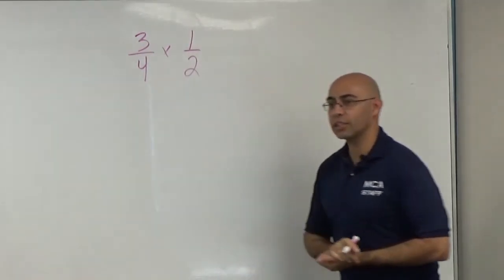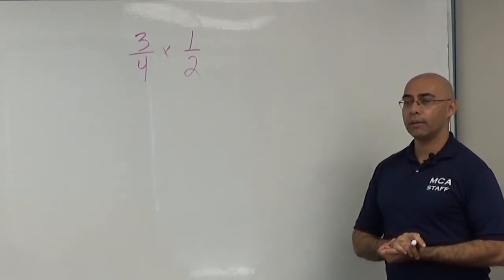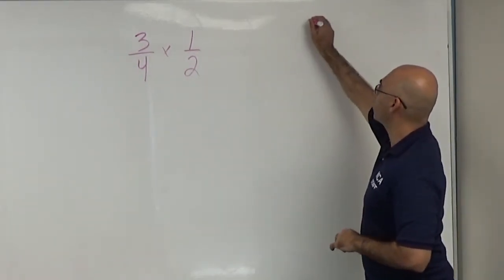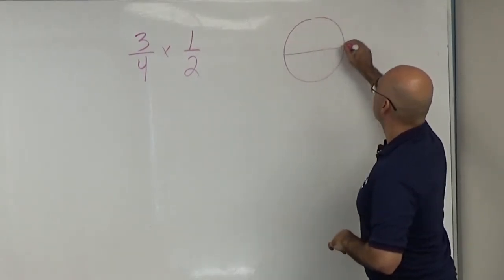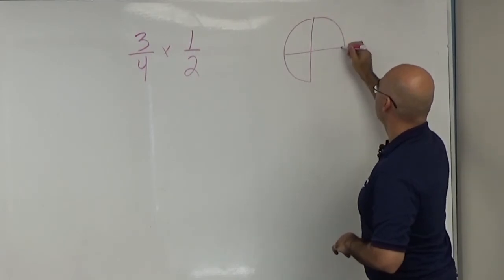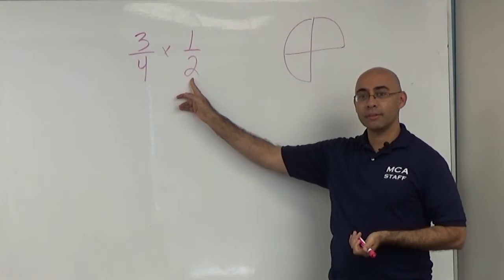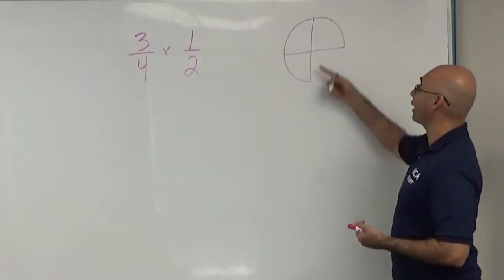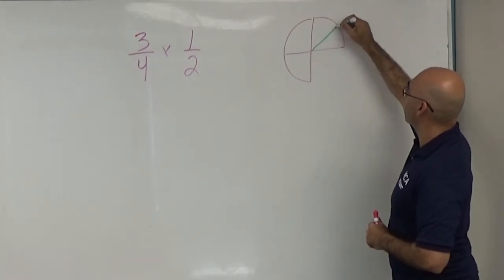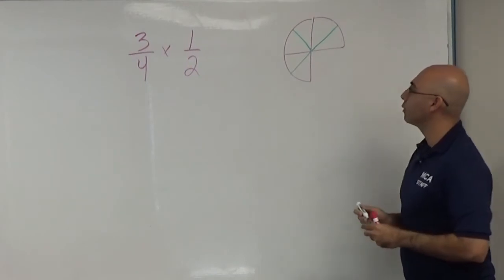I have a fraction times another fraction. Well, let's take a look as a picture. Here's 3/4. That's 3/4. Now this just means to cut it in half, doesn't it? So I'm just going to cut each of these pieces in half. So cut that in half, cut that in half, cut that in half.